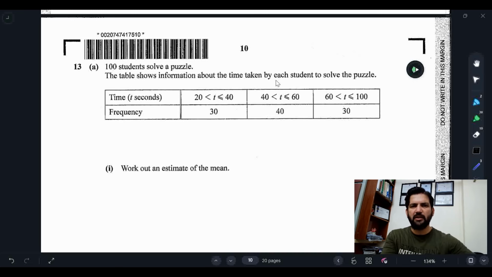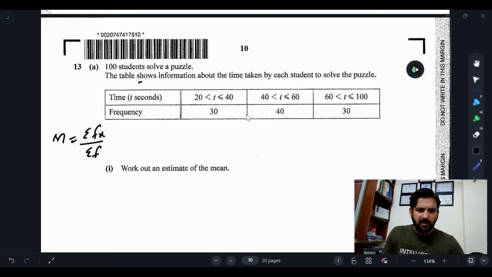Question number 13. 100 students solve a puzzle. The table shows information about the time taken by each student to solve the puzzle. Find the estimated mean. Now we know that the formula for the mean is summation of fx by summation of f. So which means that now we know that x will be equal to 30, and then x will be equal to 50.